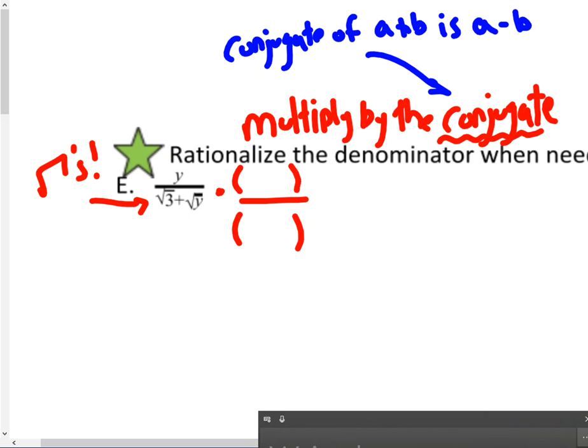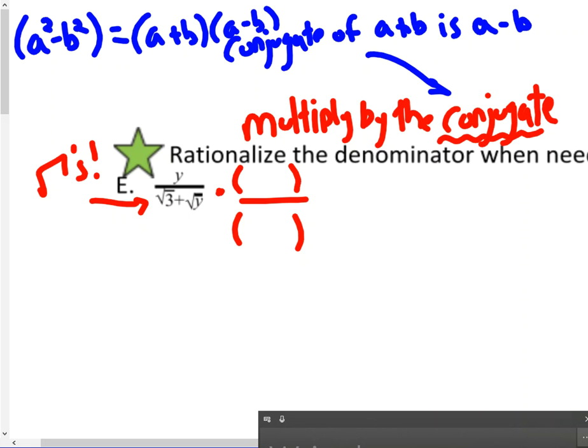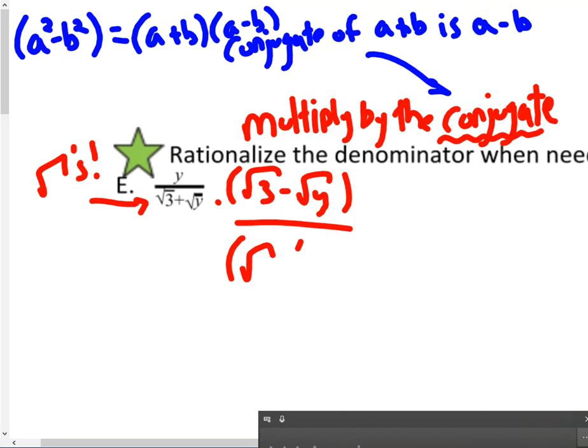We use this a lot when thinking about division of squares, as we've seen already today. A squared minus b squared is equal to a plus b times the quantity of a minus b, and that's going to come in handy right now. So if we see these radicals in the denominator, we want to multiply by the conjugate. So we'll have the square root of 3 minus the square root of y all over the square root of 3 minus the square root of y.